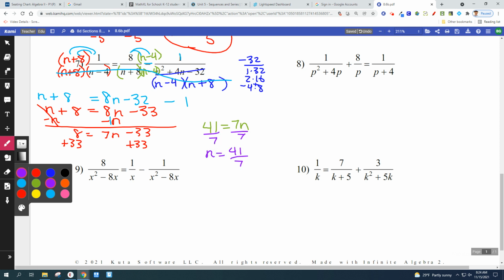I think, let's just check and see what's not allowed. Can you see what numbers are not allowed? Positive 4 and negative 8 are not allowed, all right? We can't have the answer be either one of those two things, because if they were, that would make 0 on the bottom of a fraction. That's going to be undefined. You're going to get an error. That doesn't really happen here, so I'm all good.